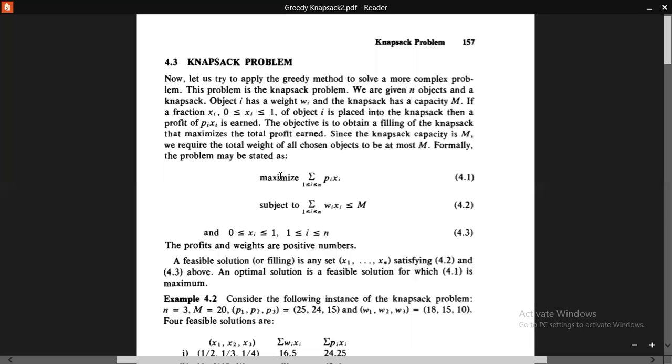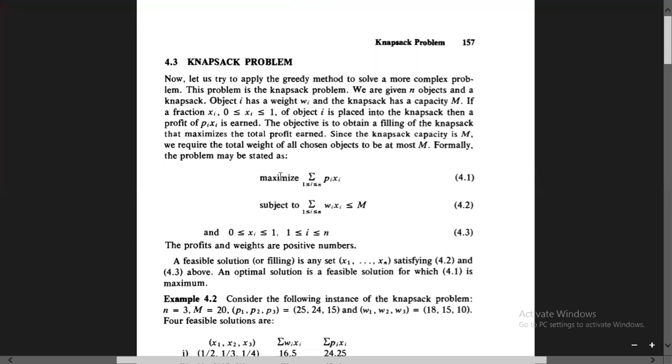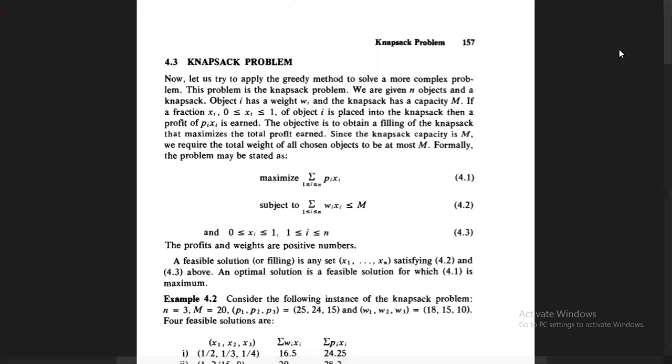Good afternoon. Today we'll see the knapsack problem. This is one of the techniques under the greedy technique. Before we start knapsack, I'll give you an example.